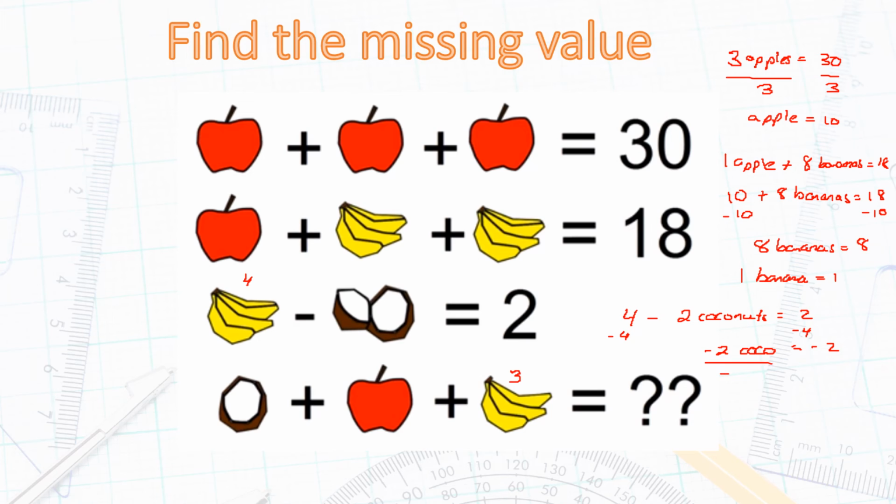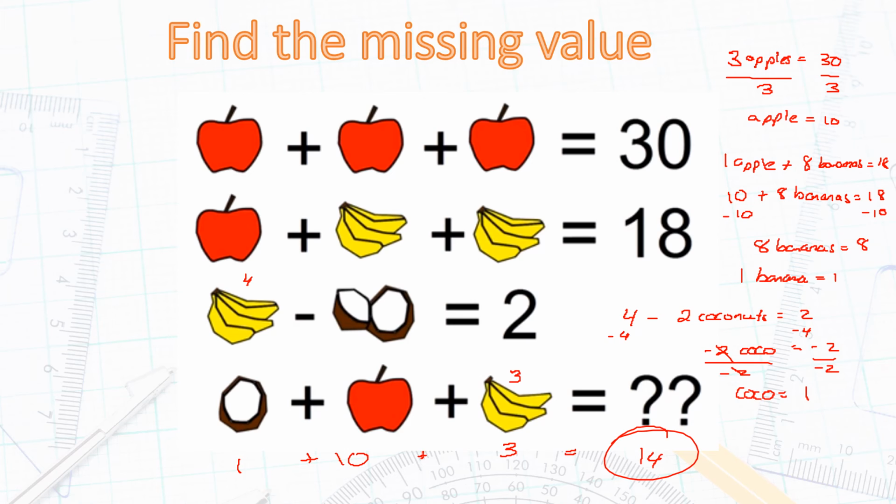We would divide both sides by minus 2 because we want to get coconuts on its own. We want to get rid of that negative. So coconut is equal to positive 1. So coconuts and bananas are both 1. Then we go down to the bottom here. 1 coconut, so it's 1 plus 1 apple plus 3 bananas is 1 plus 10 plus 3 is 14.